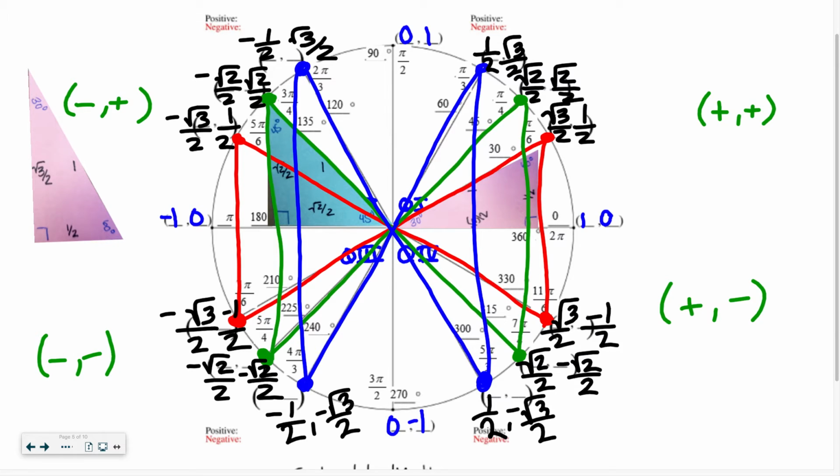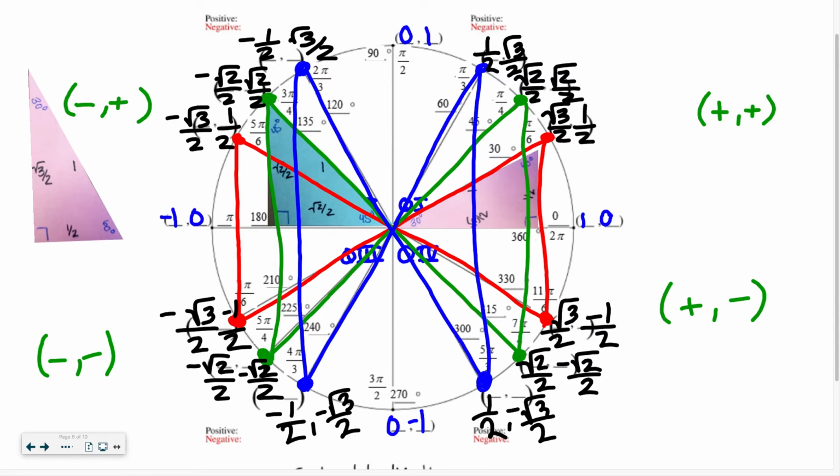So I really want to impress upon you this idea of the bow ties and the butterflies. You can make connections that, if you're doing these angles that are all part of the same bow tie, their coordinates are going to look exactly alike other than their signs. And the signs can be determined by which quadrant they exist in.